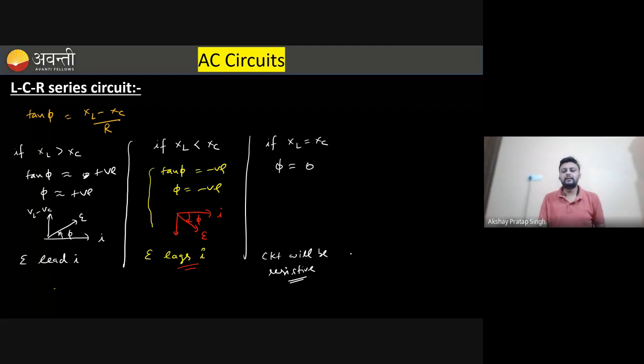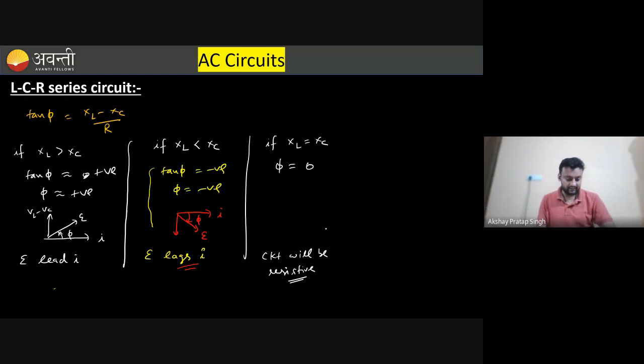Now, one important thing in this whole scenario: when XL and XC, that means inductive reactance and capacitive reactance, both become equal, the circuit behaves as a resistive circuit only. And this is going to be the condition for resonance. After this, we will study about resonance. So this is the condition of resonance as well.